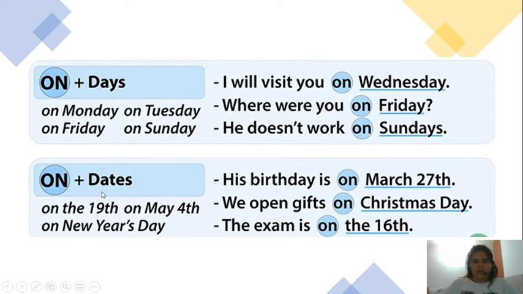Here we have, when do we use on? We use on also to talk about specific dates. So when we're going to talk about, for example, your birthday: his birthday is on March 27th. Remember, when we talk about a birthday, we use the ordinal numbers, 27th. Okay, his birthday is on March 27th. Why on? Because we're talking about that specific day.